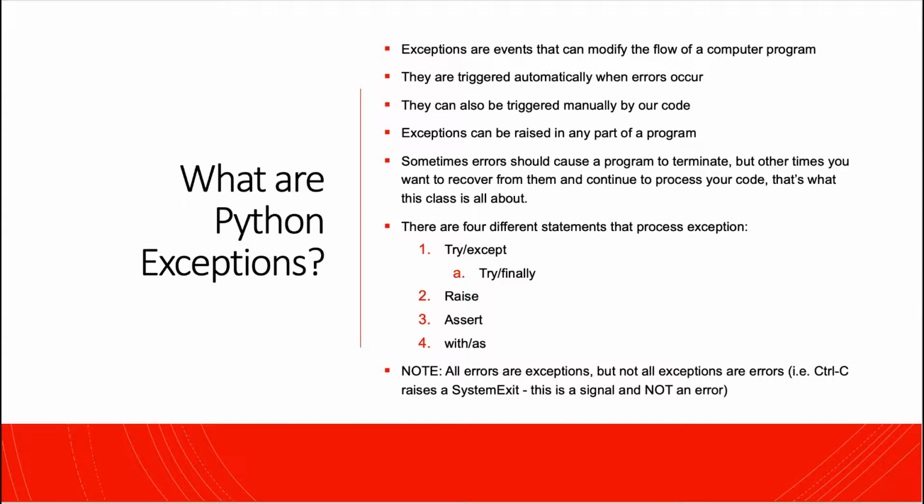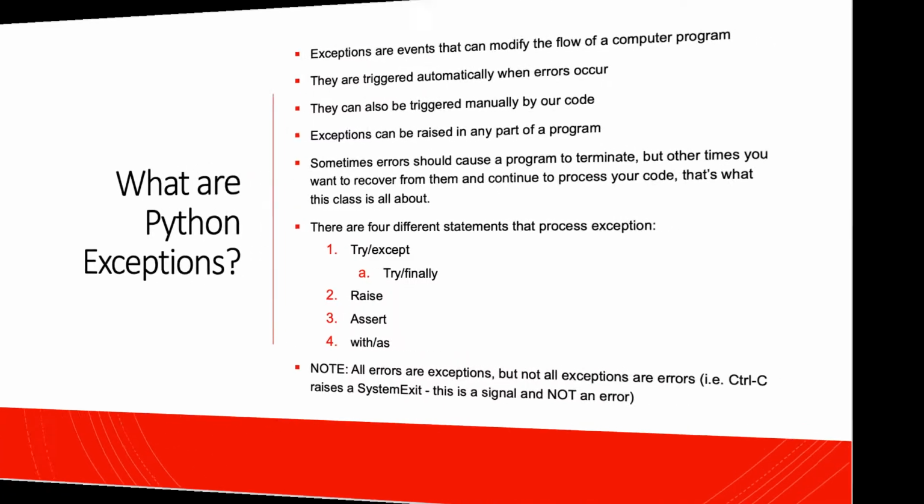There are really 4 different statements that process exceptions: the try except and the try finally, the raise, the assert, and the with as. We've already seen the with as when we talked about opening files or reading and writing to files. Note, very important, all errors are exceptions, but not all exceptions are errors. When you do a Control-C at the Python Interactive, this raises a system exit. This is a signal and not an error. So we'll keep that in mind as we go from here.